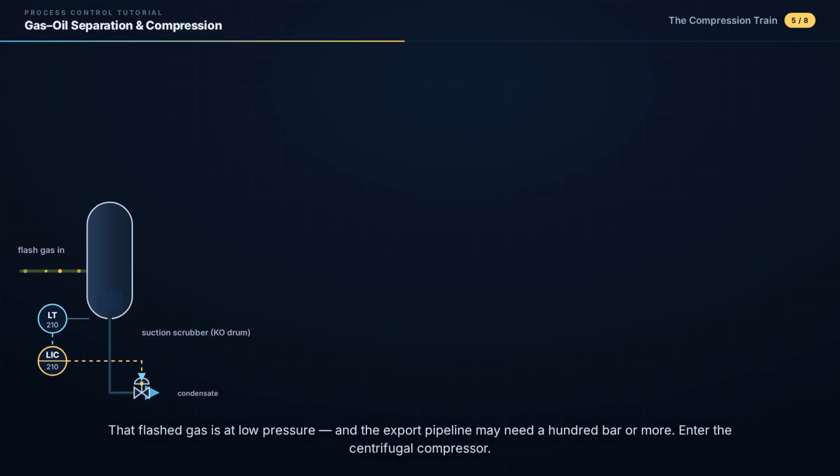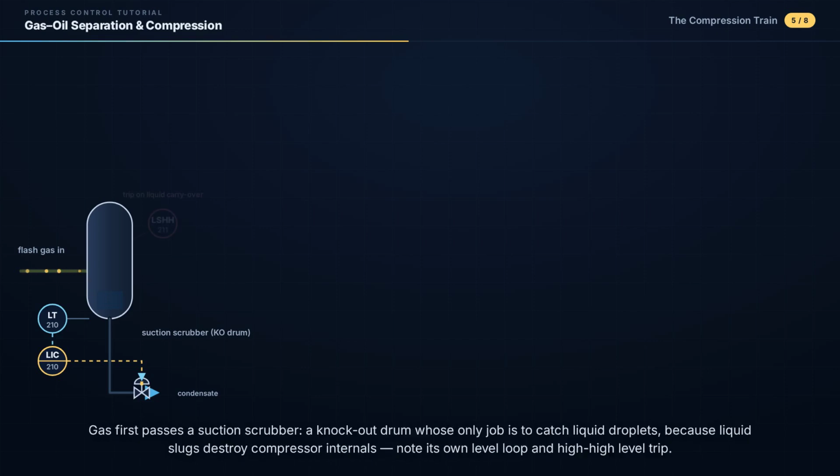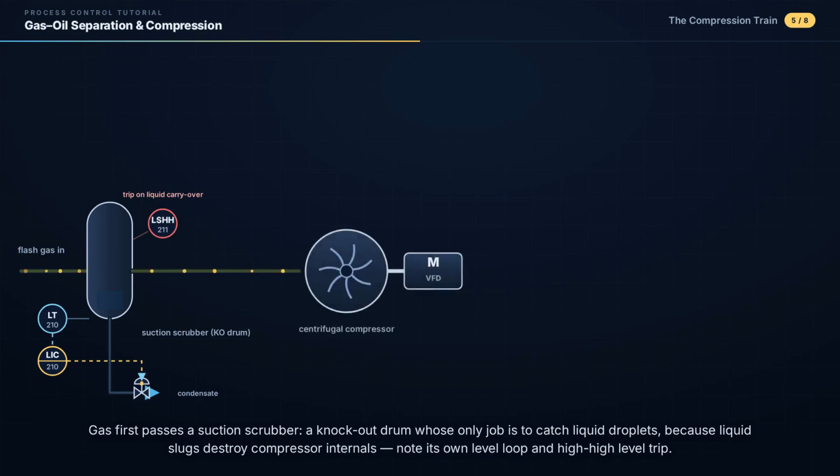Enter the centrifugal compressor. Gas first passes a suction scrubber, a knockout drum whose only job is to catch liquid droplets because liquid slugs destroy compressor internals.